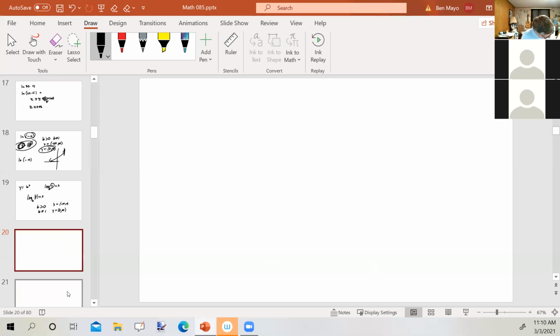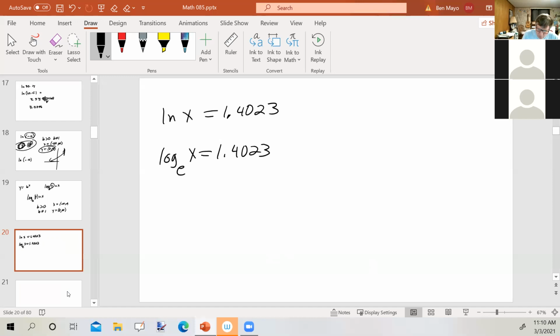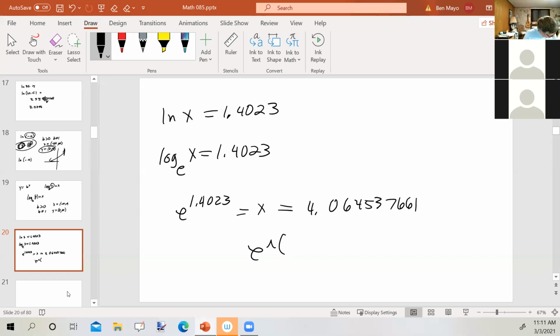It says solve each equation, express all answers to 4 decimal places. The natural log of x equals 1.4023. Well, again, natural log is log base e. So ln is the same thing as log base e. So now taking that logarithmic equation and writing it in exponential form, we'd get e to the 1.4023 equals x. So on my calculator, I'm going to go second function ln, so I get e to the, and then I'm going to put in the 1.4023, close it up, and I get 4.064537661, but it said round to 4 decimal places, the 3 would round down, so x would equal 4.0645.